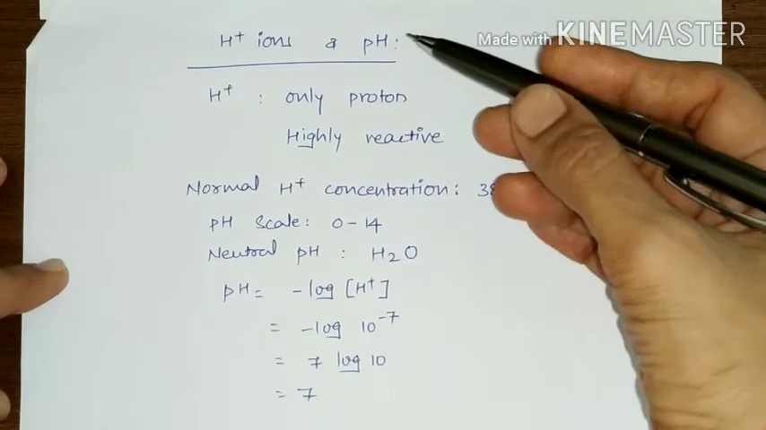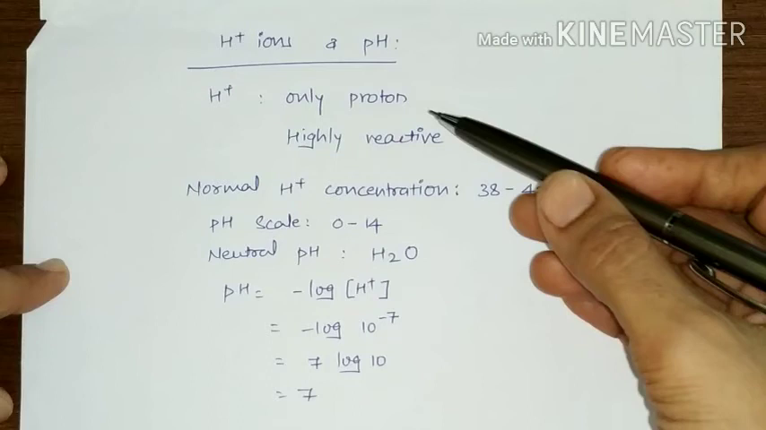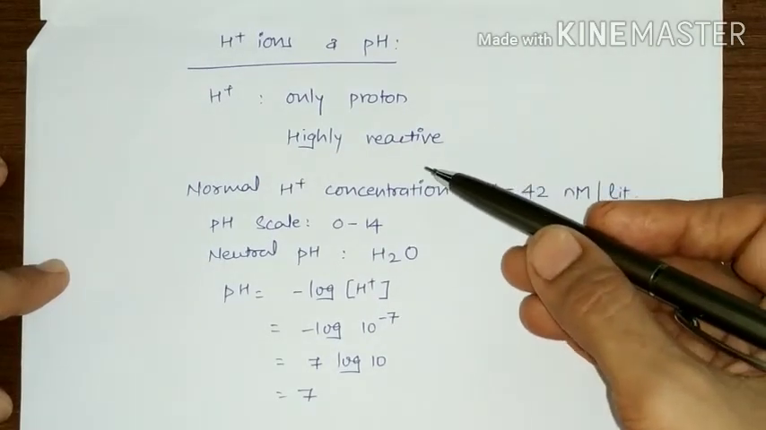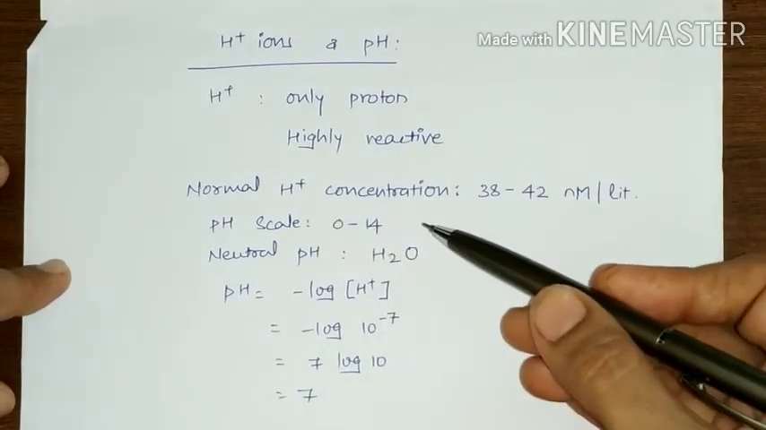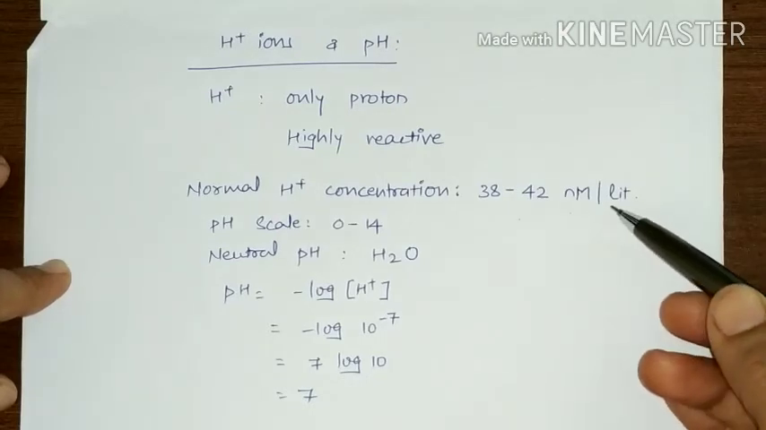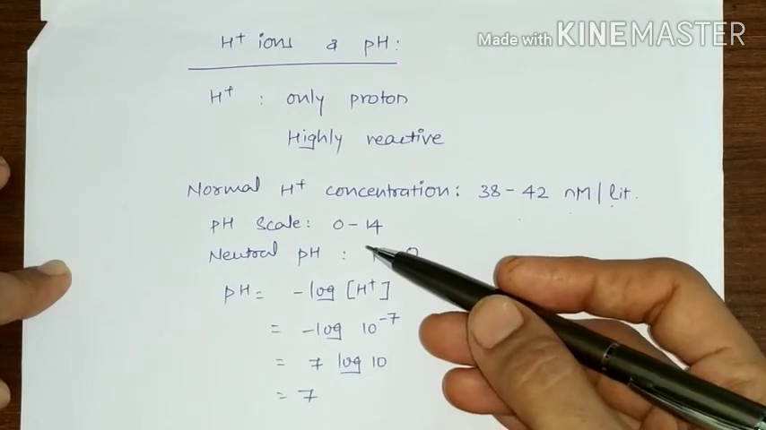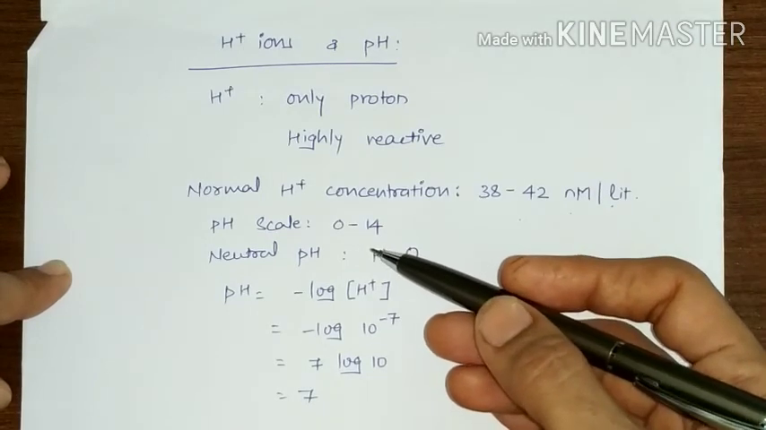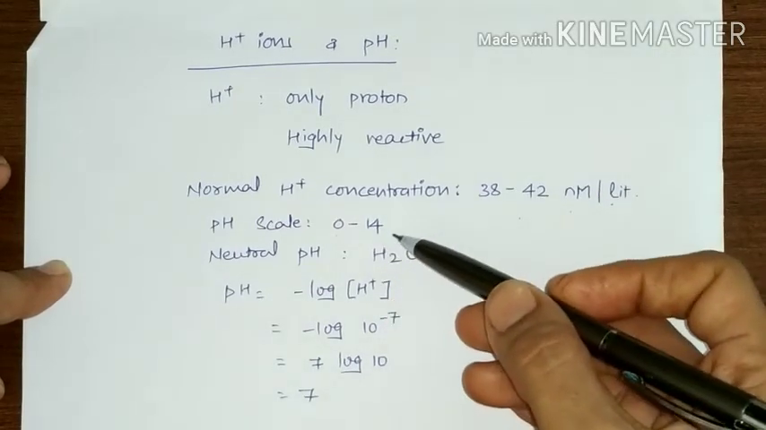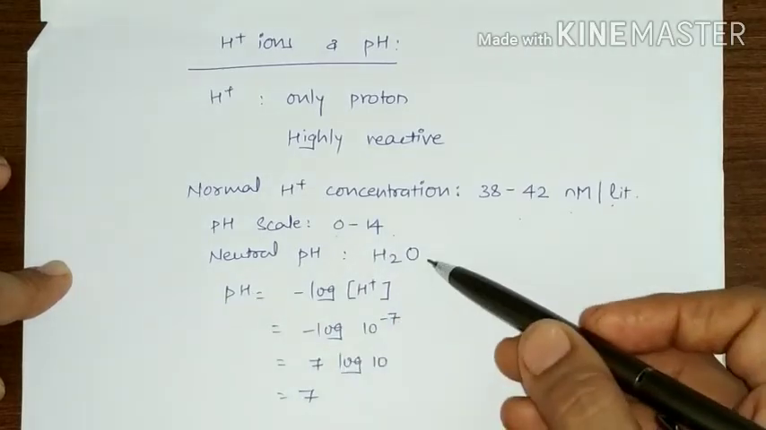Now, let us start with H plus ions and pH. H plus ions have only one proton and this proton is highly reactive. Now, normal H plus ion concentration is about 38 to 42 nanomoles per liter. Now, pH. What is pH? It is the scale used to find out H plus ion concentration. The scale is from 0 to 14. Water has neutral pH. It is about 7.